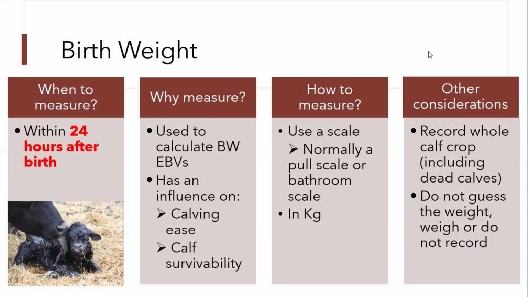So how do we measure it? We need to use a scale. Normally the easiest is to use a pool scale with a sort of calf cradle that you can put around the calf, or you can use a bathroom scale as well. Someone will pick up the calf, get on the scale, and get the weight of the calf. We record it to the nearest kilogram.